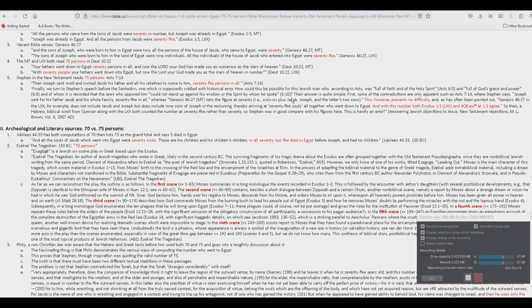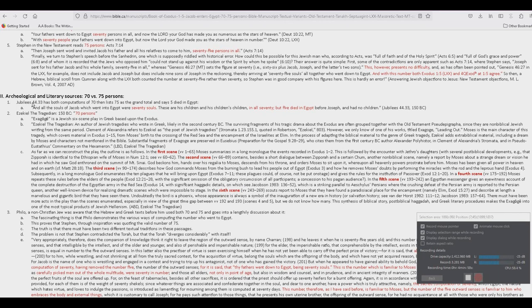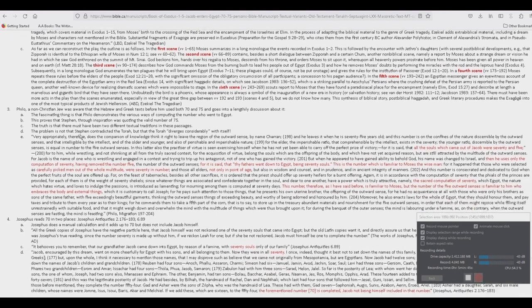Now, what is this 9 sons of Joseph? In the book of Jubilees, 44:33, it says, but 5 died in Egypt before Joseph and had no children. So they're saying, okay, there's 5 children of Joseph that died. That's what the book of Jubilees claims, okay? So that's where the extra 5 people come in some texts and not in others, right? And then we don't need to worry too much about Ezekiel the tragedian. That's another long, drawn-out explanation.